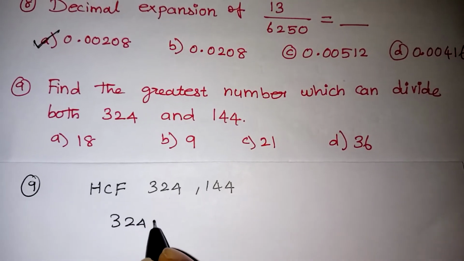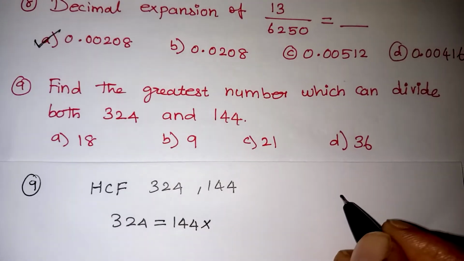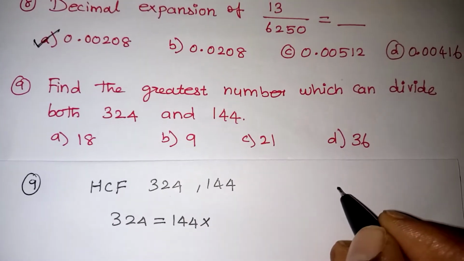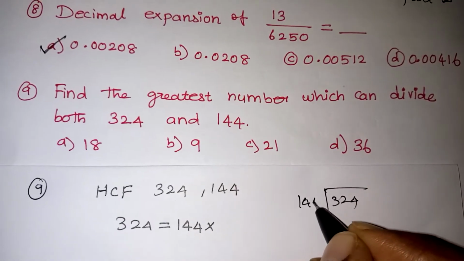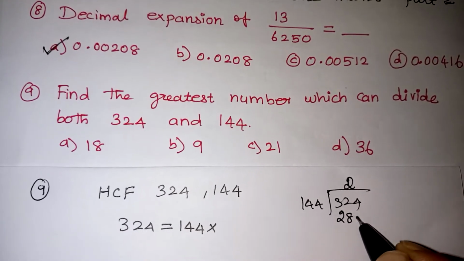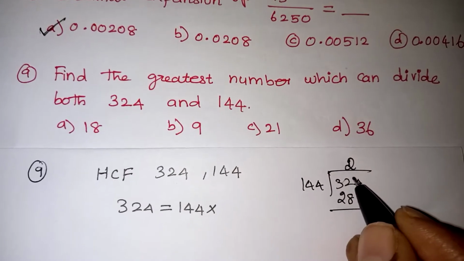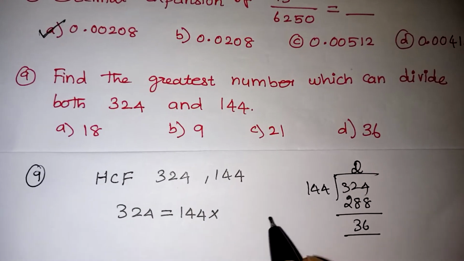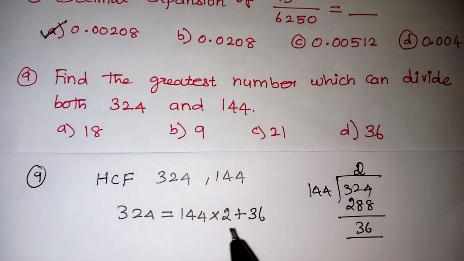So 324 equals 144 into what number we need to find. This we take as the dividend and this we take as the divisor. So 324 we are dividing by 144. This is definitely 2 times. 2 times gives 288. On subtraction, we get a remainder of 36. Now it is 144 into 2 plus 36.